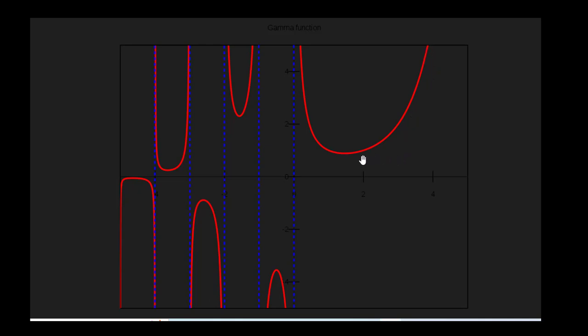You can see here gamma of 2 is equal to 1, and then the curve dips down, gamma of 1/2 equals radical pi, and then it comes back up, gamma of 1 also equals 1, and these are the values the gamma function takes in the negative fractions, with a vertical asymptote for every negative integer.